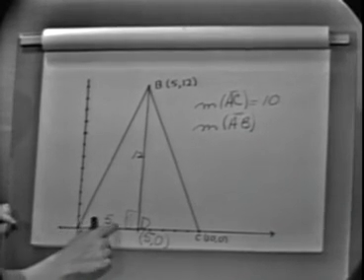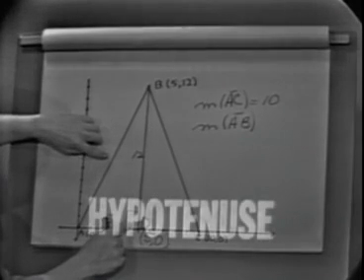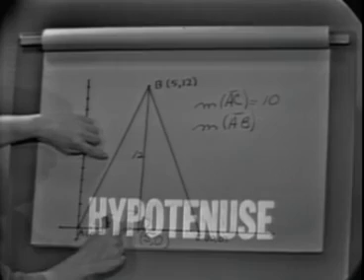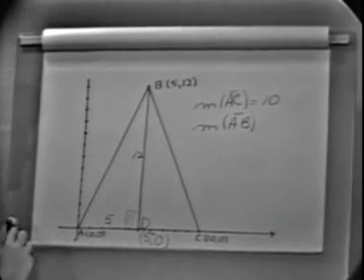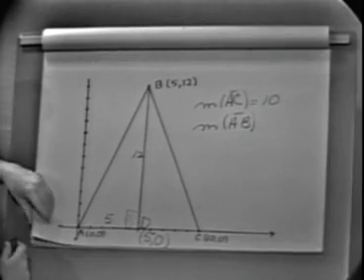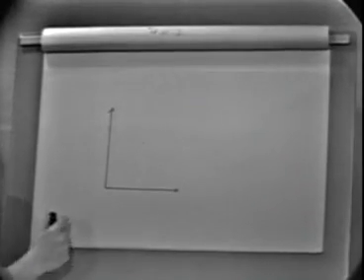The side opposite the right angle of a right triangle is called the hypotenuse. How can we find the hypotenuse if we know the measures of the legs? Let's consider a specific right triangle, and we will start with a right angle.